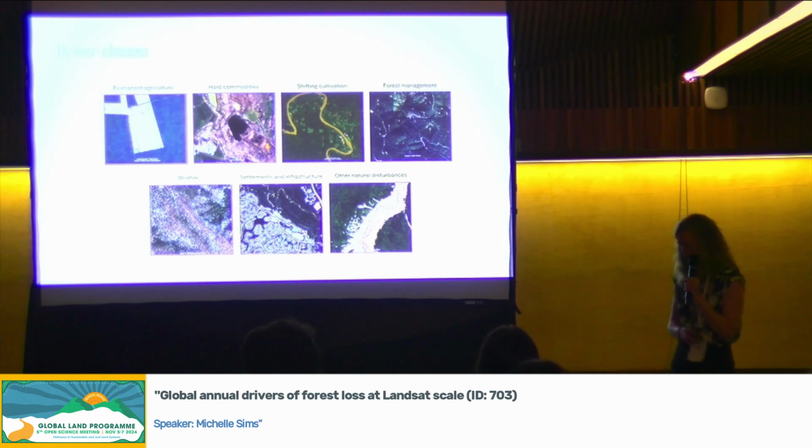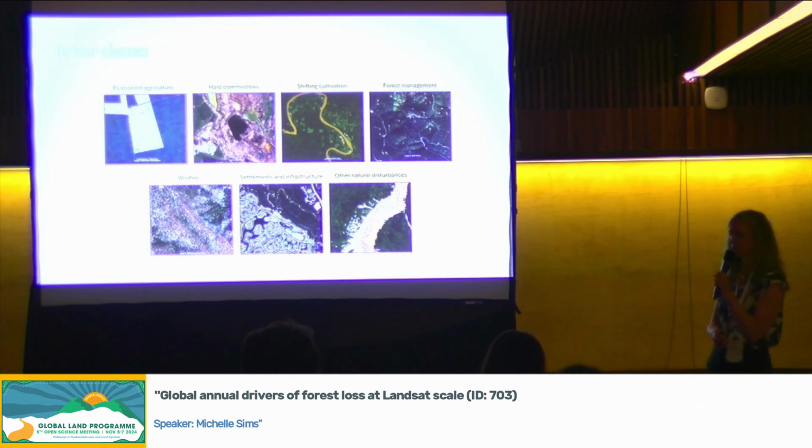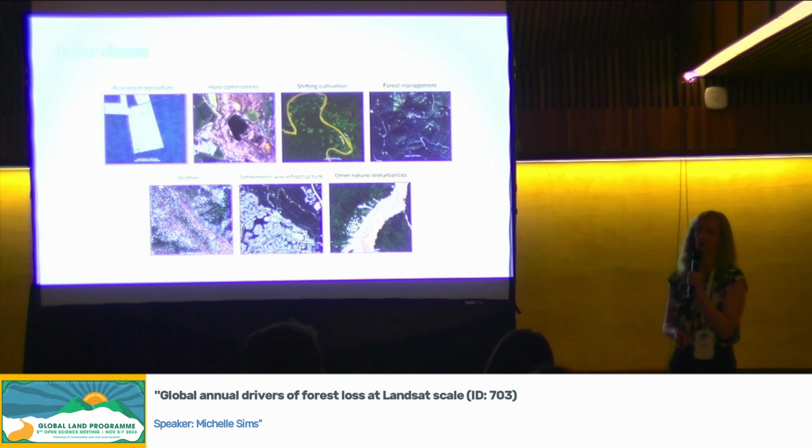So in this project, we've grouped drivers of loss into 7 categories. The first is permanent agriculture. This is conversion of tree cover to agricultural use, which can include pasture, small to large scale commodity agriculture, or just small scale agriculture in general. Hard commodities can include small to large scale mining, as well as energy infrastructure such as solar panels or oil drilling. Shifting cultivation is found primarily in the tropics, and that we define as clearing of forests for temporary cultivation of small-scale agriculture, and then abandonment and allowing the forest to regenerate.